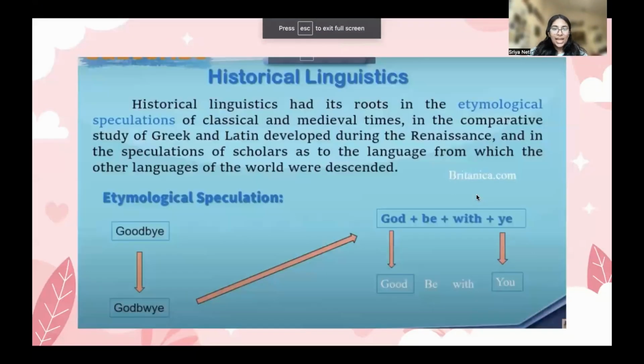Okay. And lastly, something I also got from that video was a little fun fact I found really interesting about historical linguistics, which is that it has its roots in etymological speculations. So the word goodbye actually was God be with ye. I can't really pronounce this well, but it's God be with ye. So God be with you. I mean, good be with you. So I found it was kind of cool that words have these origins that we would never hear about, maybe even Greek and Latin origins from the Renaissance, like theological origins that we would never hear about. And I just thought it was a fun fact.